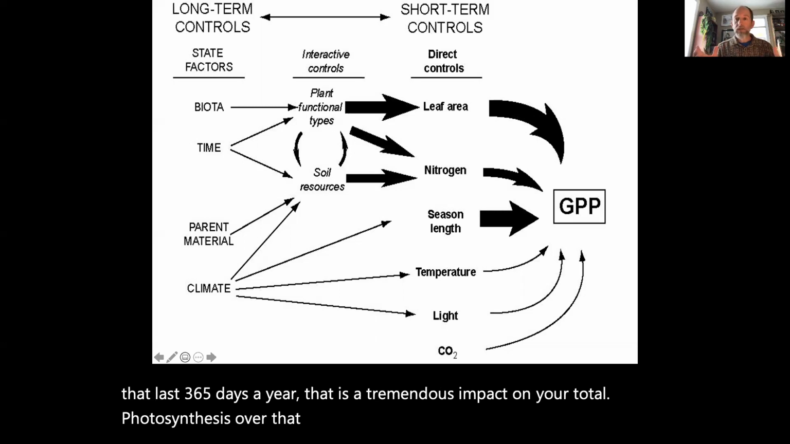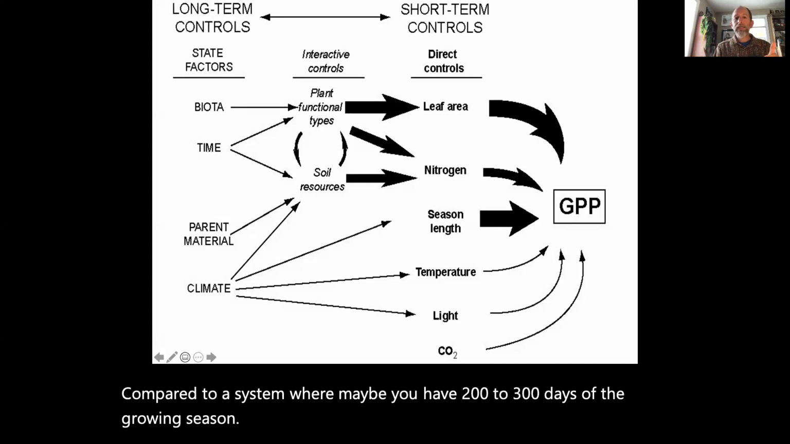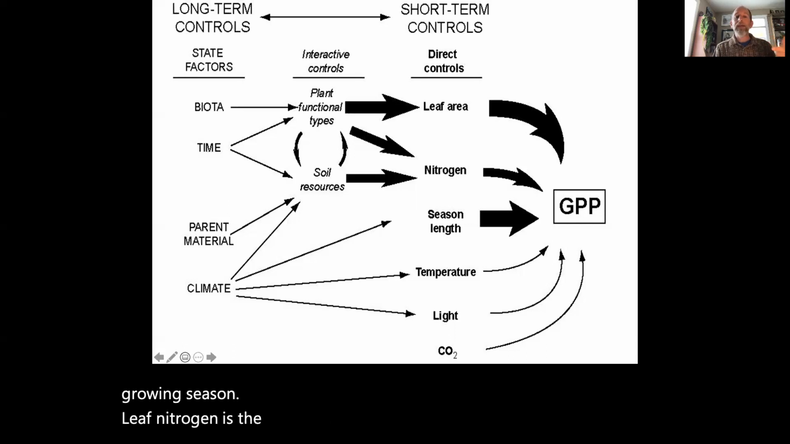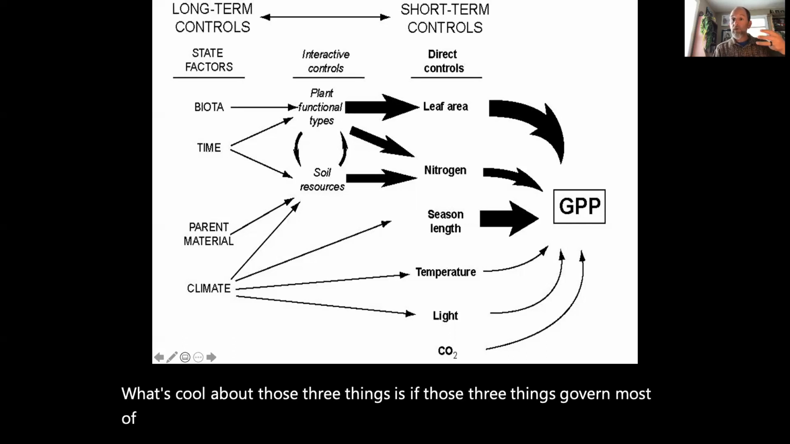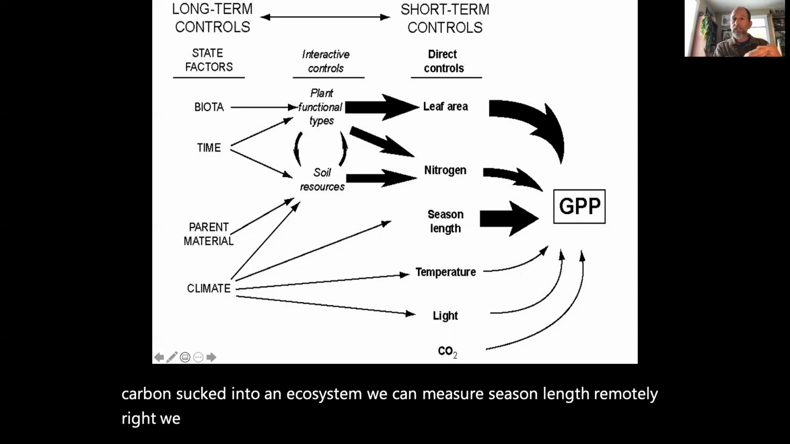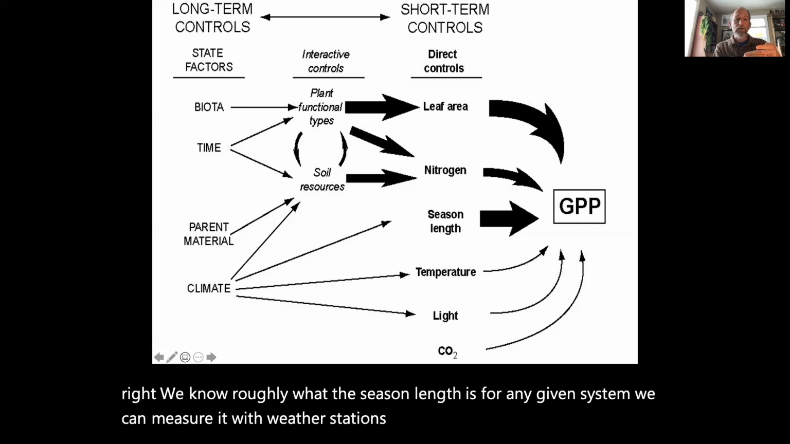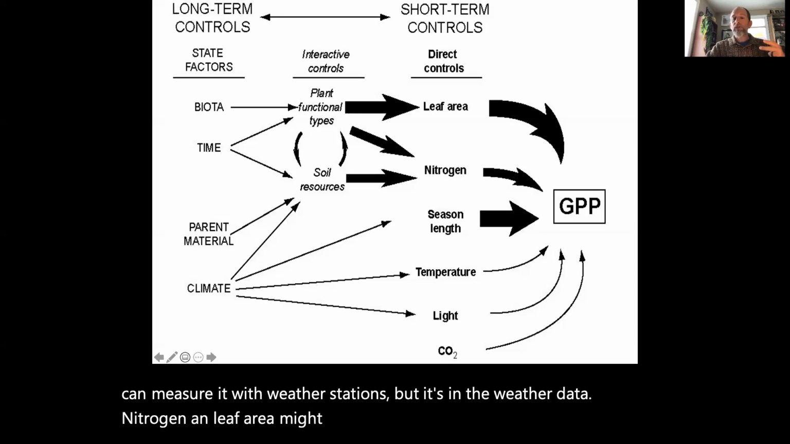It's compared to a system where maybe you have 200 to 300 days of a growing season. Leaf nitrogen is the next important thing, and leaf area. What's cool about those three things is if those three things govern most of photosynthesis, most of gross primary productivity, the total amount of carbon sucked into an ecosystem, we can measure season length remotely, right? We know roughly what the season length is for any given system. We can measure it with weather stations, but it's in the weather data. Nitrogen and leaf area might be something that we can measure remotely.